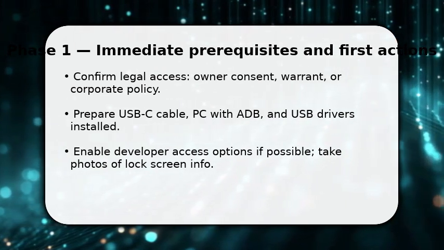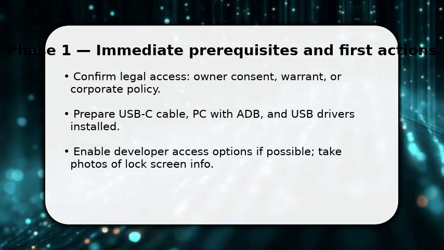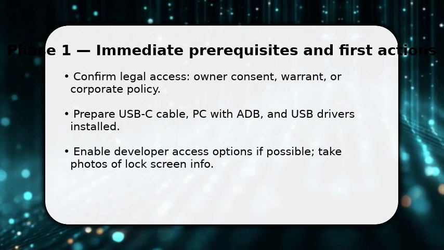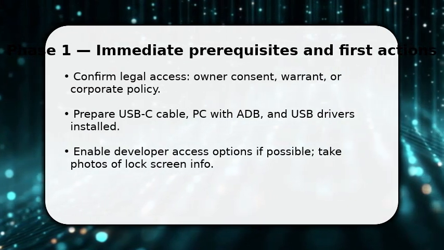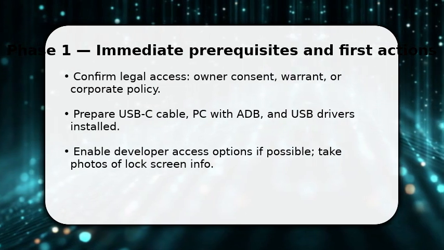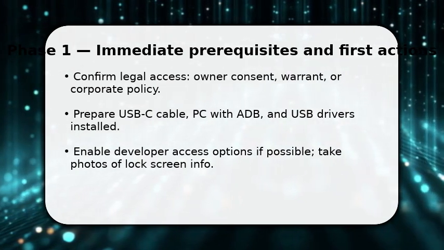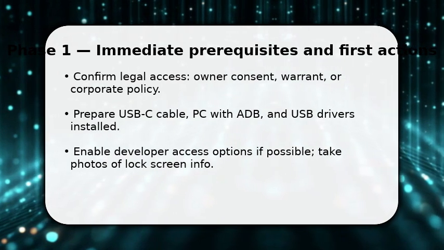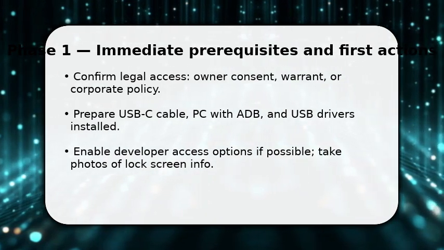If you can unlock developer options, toggle USB debugging now. Take clear photos of any lock screen clues, network names, account hints. These initial actions create the conditions that let you extract data later. Do them deliberately and document each step.